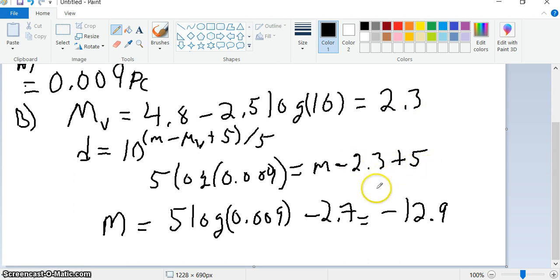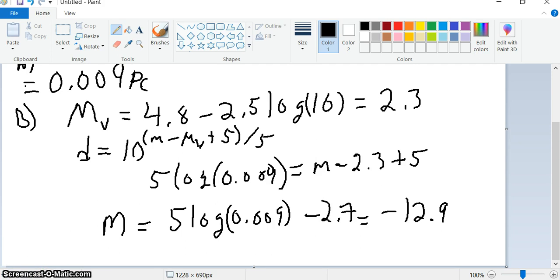And so ultimately, as I already answered in the last video, it's going to equal 5 times the log of 0.009 minus 2.7, right? Because when you have positive 5 minus 2.3, that's where you get the 2.7. And you've got to bring that to the other side, so it's negative. And so that turns out to be negative 12.9, which is roughly the apparent magnitude of the full moon. All right, so just to give you an idea how bright this thing would be.